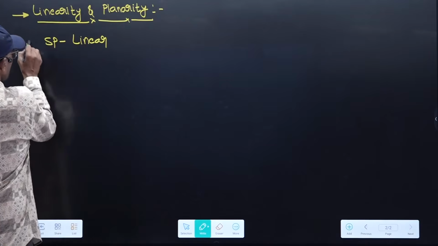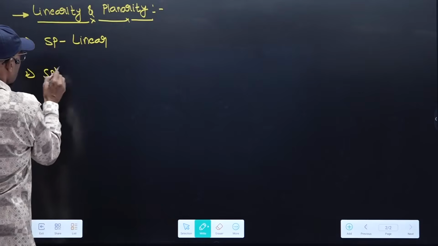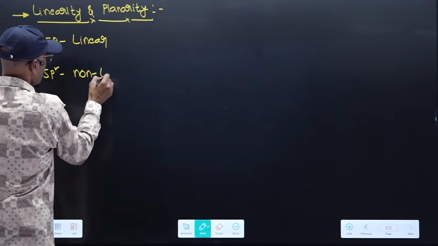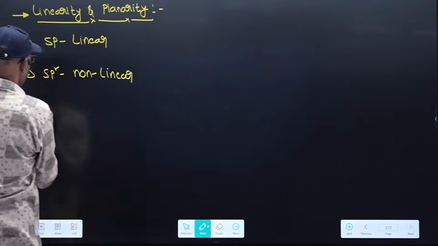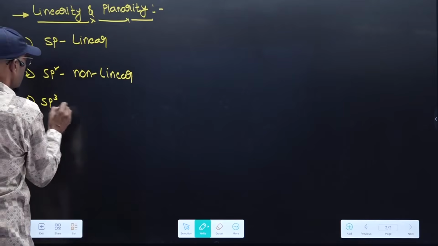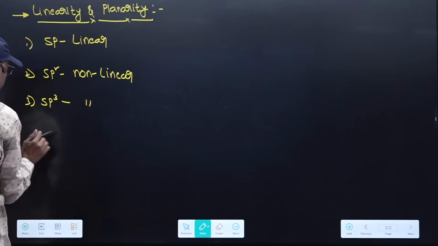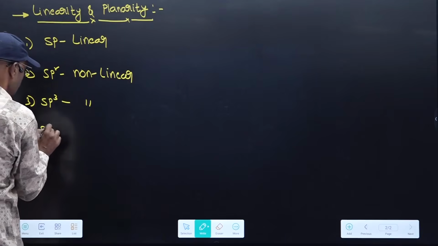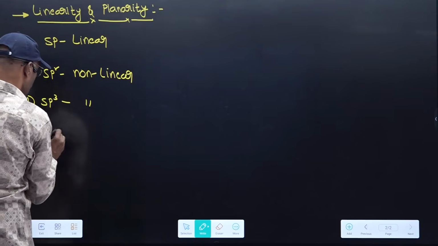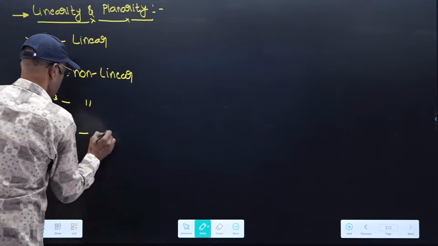Okay, so you write down this possibility. Sp is linear, sp2 is non-linear. If a molecule has only sp3, non-linear. If a molecule has sp2, it is also non-linear.